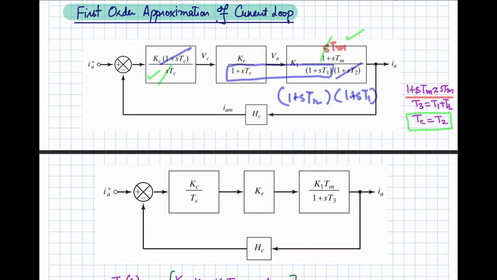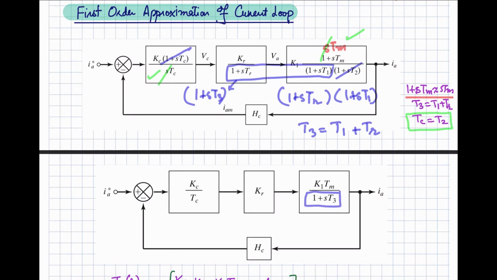Now let's assume that we have another time constant T3, that is the sum of these two time constants, T1 and TR, where TR is the time constant or the delay time of your power electronic converter, and T1 is the time constant based upon your machine parameters. So combining these two together, we can represent these two poles as 1 plus ST3. So here you can see it is 1 plus ST3.